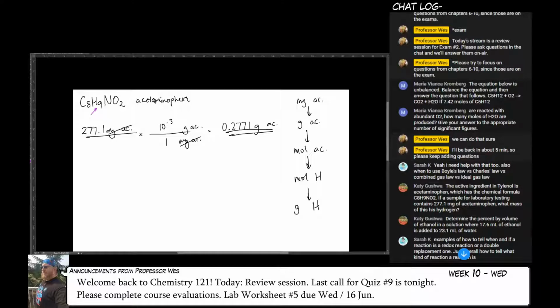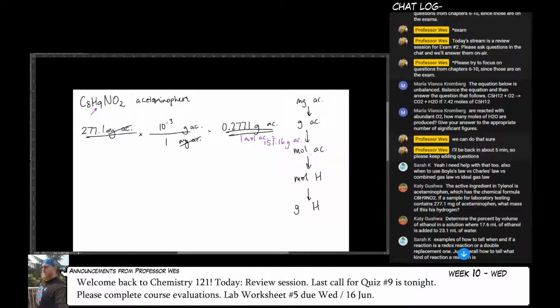And then we have, let's see here, acetaminophen, C8H9NO2. 151.16 grams per mole. So we know that 1 mole of acetaminophen equals 151.16 grams of acetaminophen. Let me make sure I got the right number there. 151.16. So I had the wrong number here. There we go.